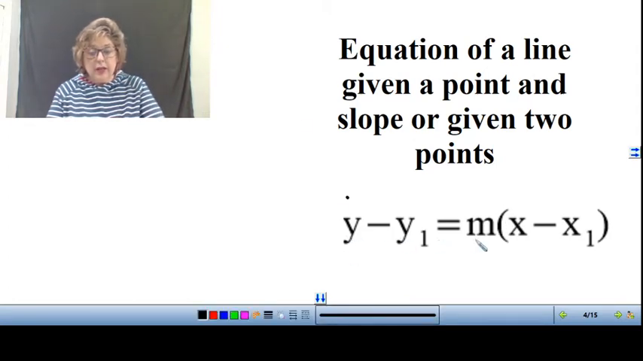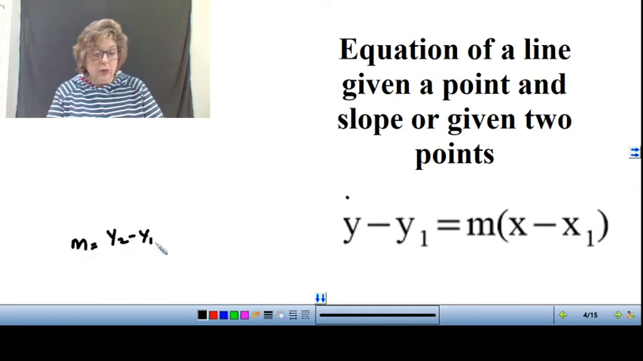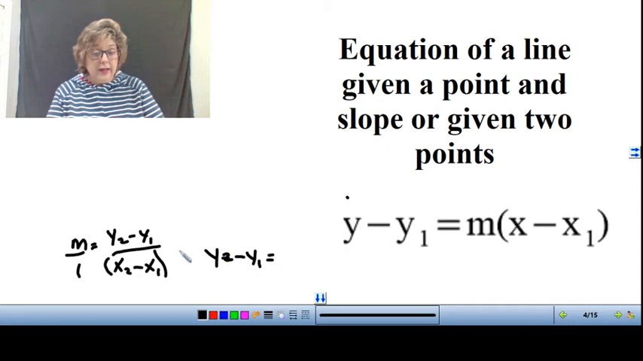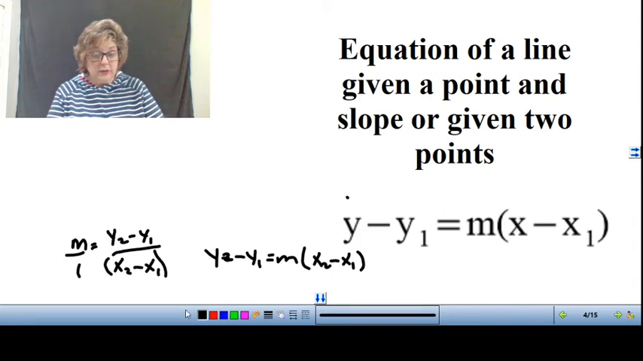y minus y1 equals slope times x minus x1. Where does this come from? It comes from the slope formula, which is slope is y2 minus y1 over x2 minus x1. If I cross multiply, this is over 1, I now have y2 minus y1 equals slope times x2 minus x1. So I just multiplied the slope times the difference of the x's and 1 times the difference of the y's.